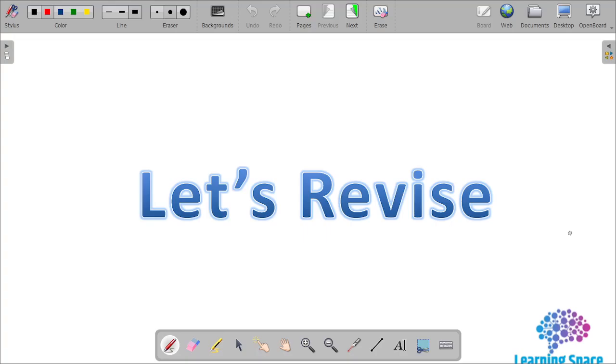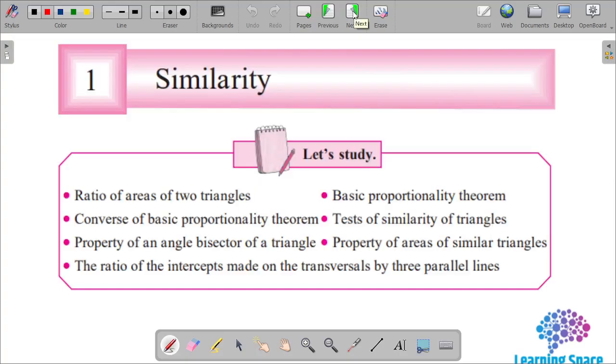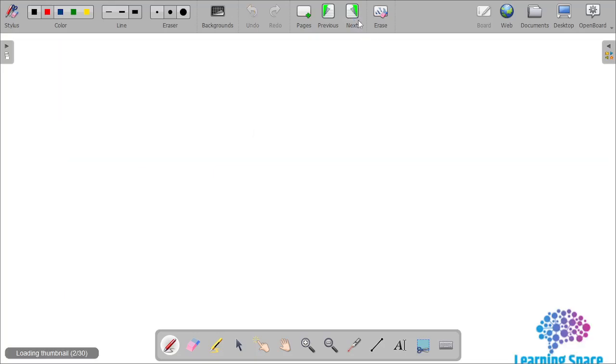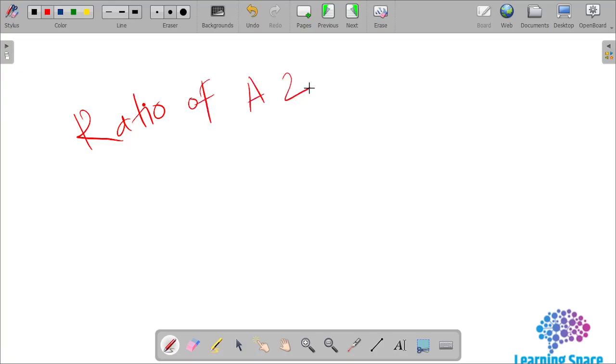So let's begin the revision for the first two chapters of geometry of 10th standard. First chapter is similarity. So let's go ahead. So first we have to look about ratio of areas of two triangles. Here we have learnt four properties.